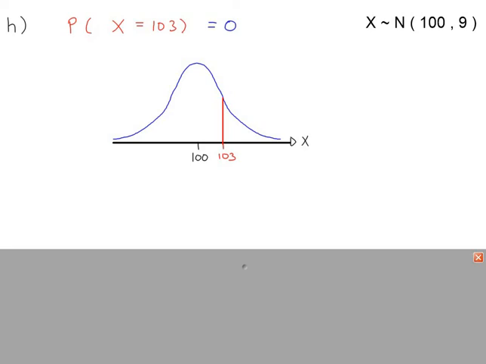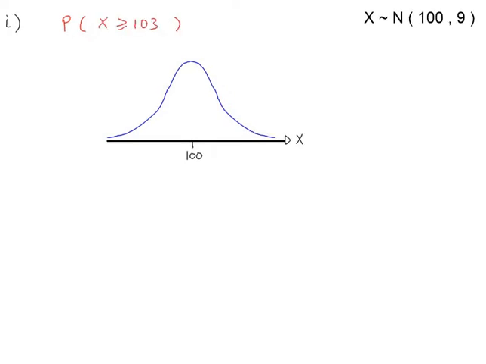The thing to remember here is that P(X = anything) is always 0 in the normal distribution and any continuous distribution. And if we extend that idea a little further to this question, the equals in here is not doing anything either. So we could write this as the probability that x is greater than 103. The answer to this and this are exactly the same, because the probability that x equals 103 was 0.